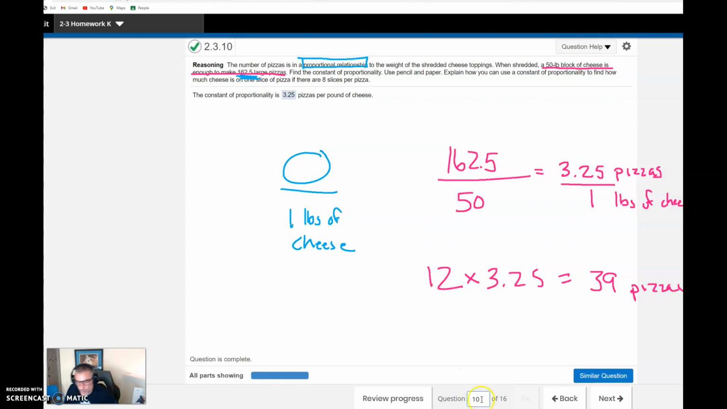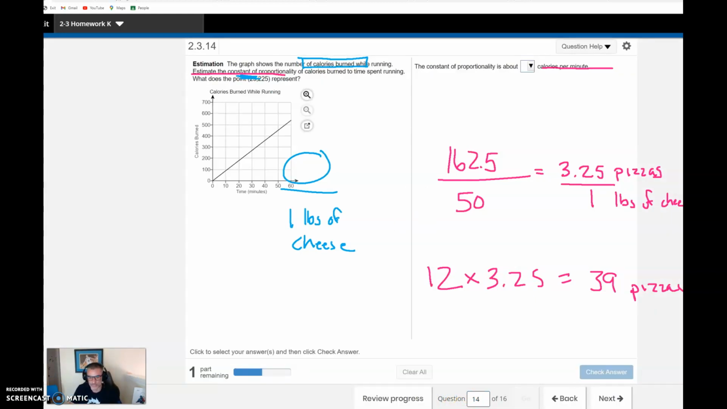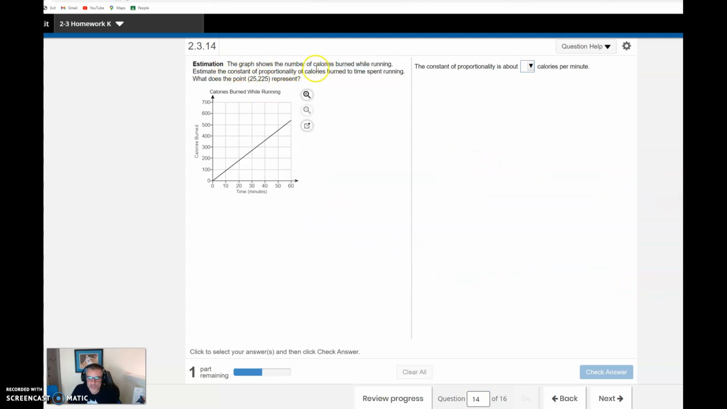All right, I think I got time for one more. Let's look at number 14. The graph shows the number of calories burned while running. Estimate the constant of proportionality of calories burned to time spent running. And then what does the point 25, 225 mean? All right, the constant of proportionality is about what? Okay, so the key here is we want to estimate.